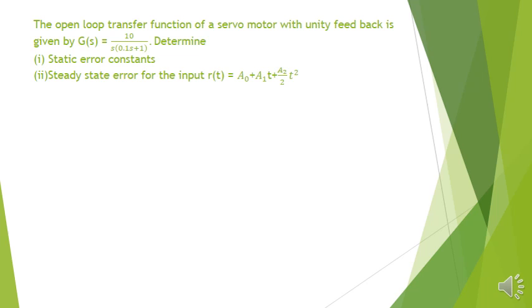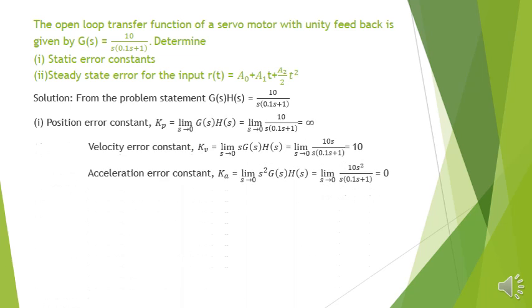So to find the steady state error constants, we need G of s H of s. In the problem, G of s is given as 10 by s into 0.1 s plus 1, and it is given as a unity feedback system. So H of s equal to 1. So G of s H of s remains the same as G of s, that is 10 by s into 0.1 s plus 1.